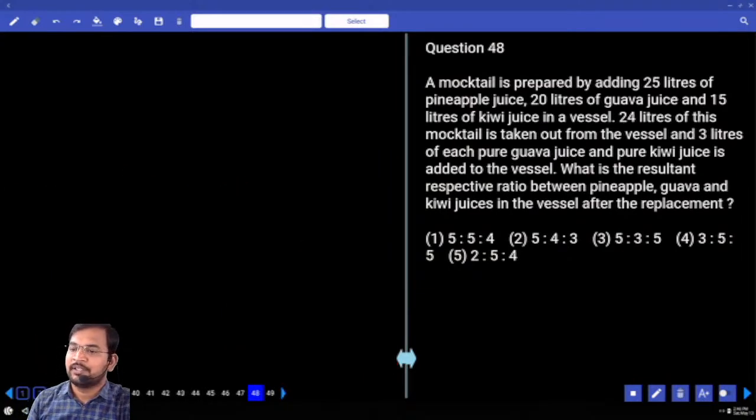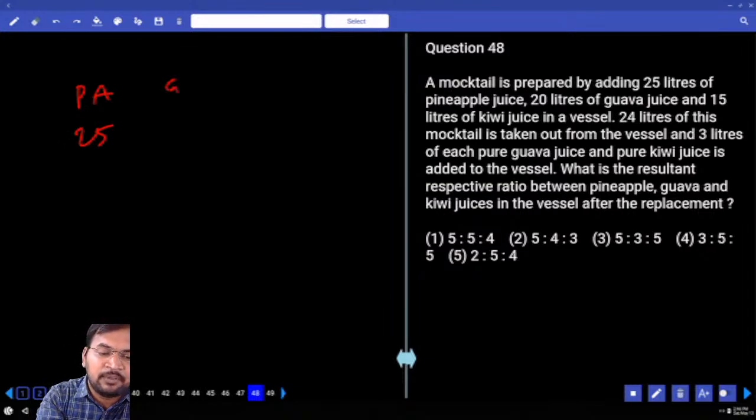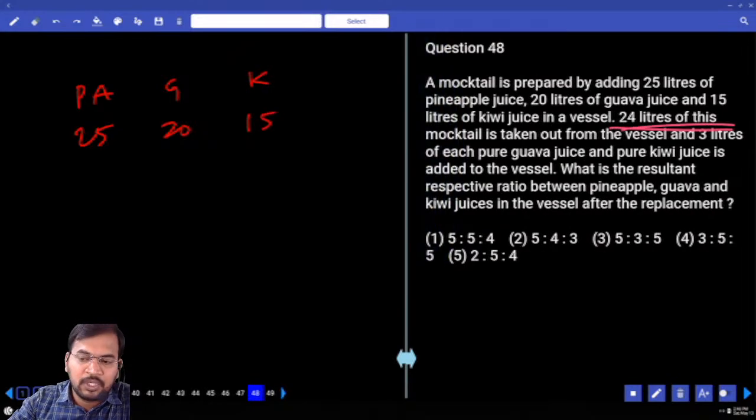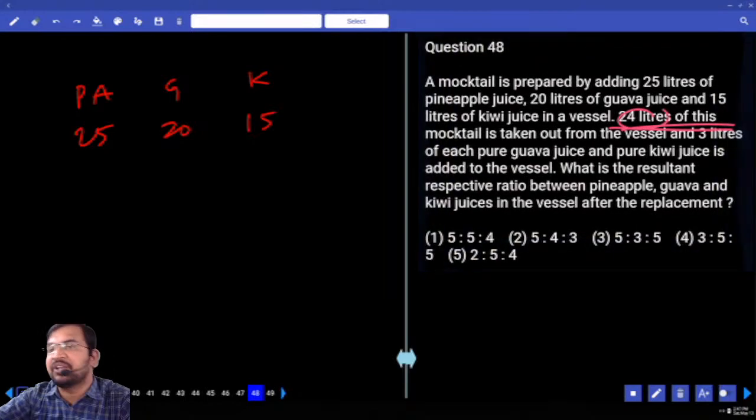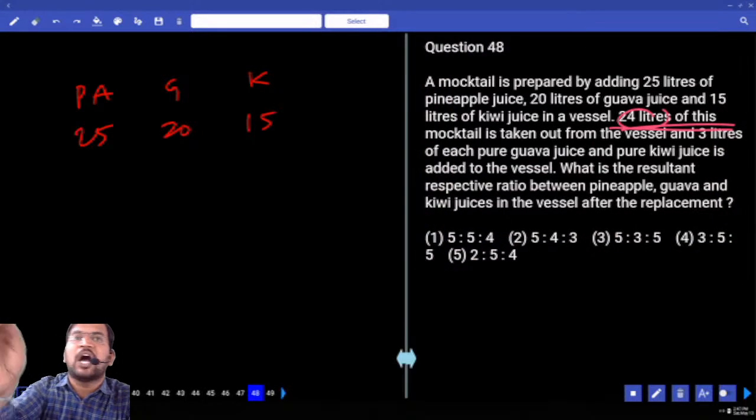No problem. So, adding 25 liters of pineapple. Next, 20 liters of guava. Next 15 liters of kiwi. How much they are taken out? 24 liters. So total is how much? 60 liters. If you take 24 liters, that 24 is how much percentage of 60?